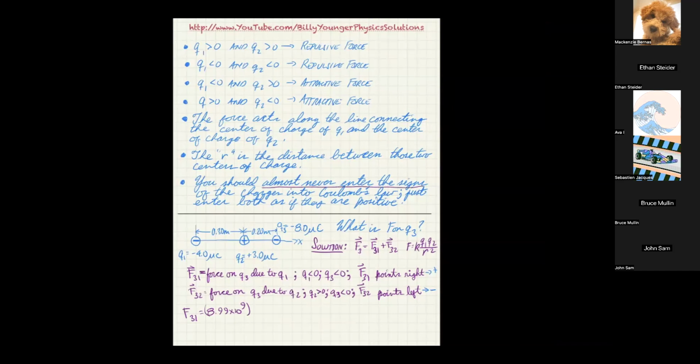So 3 and 1 is going to give me Q3 is 8.0 times 10 to the negative 6. That's what micro means. And Q1 is 4.0 times 10 to the negative 6. And then the distance between them is obviously Q1 and Q3 is always all the way at the opposite end. So I'm going to say 0.50 meters. And then that quantity, of course, has to be squared. So when I compute this, I'm going to say 8.99 e to the ninth.